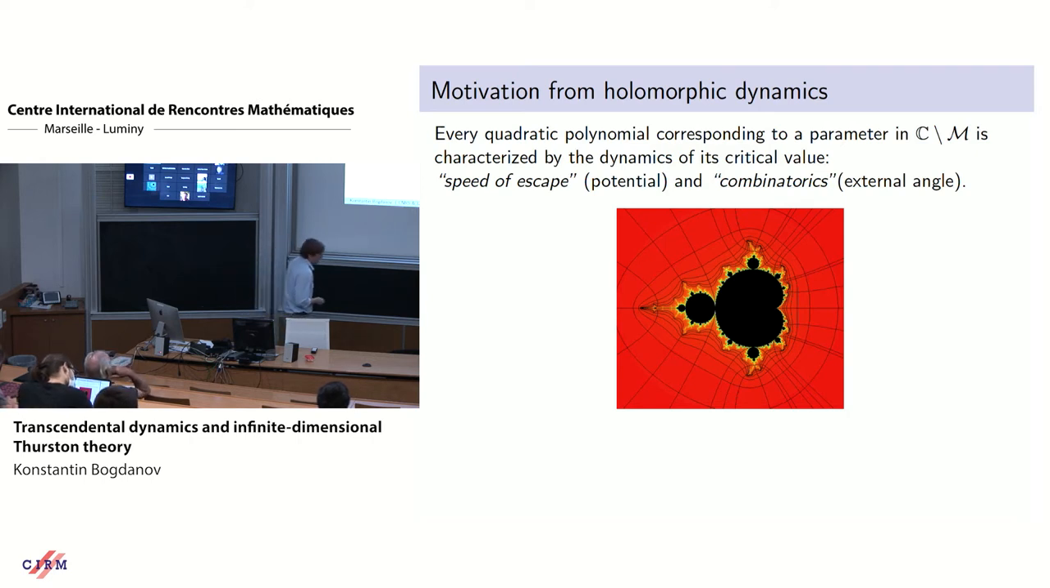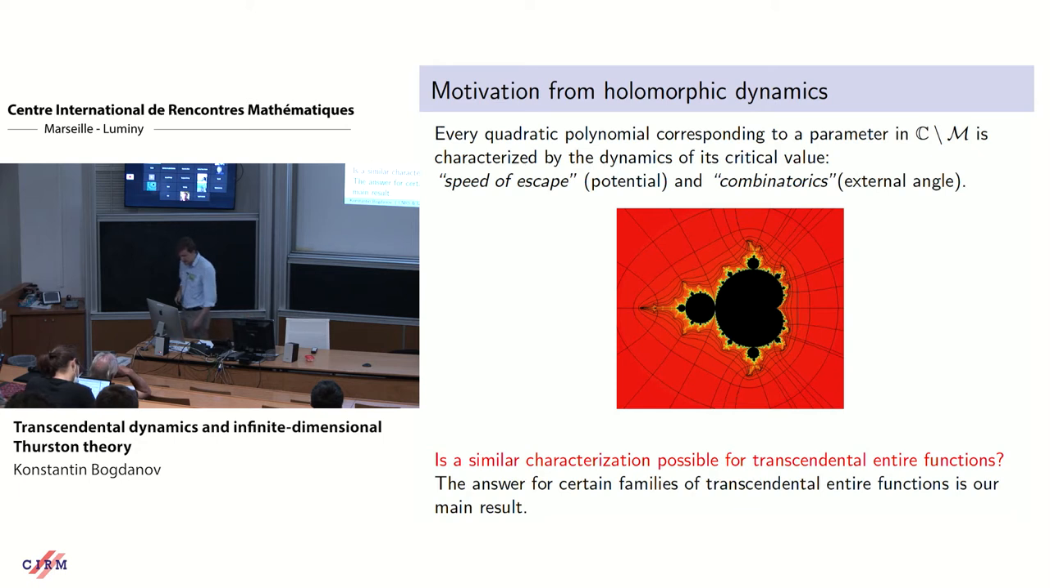And parameters that are closer to infinity on this ray escape faster. They correspond to critical values escaping faster, with bigger speed of escape. So now you can ask, can we do something similar for transcendental entire functions? And the answer is yes. And this is one of our main results.